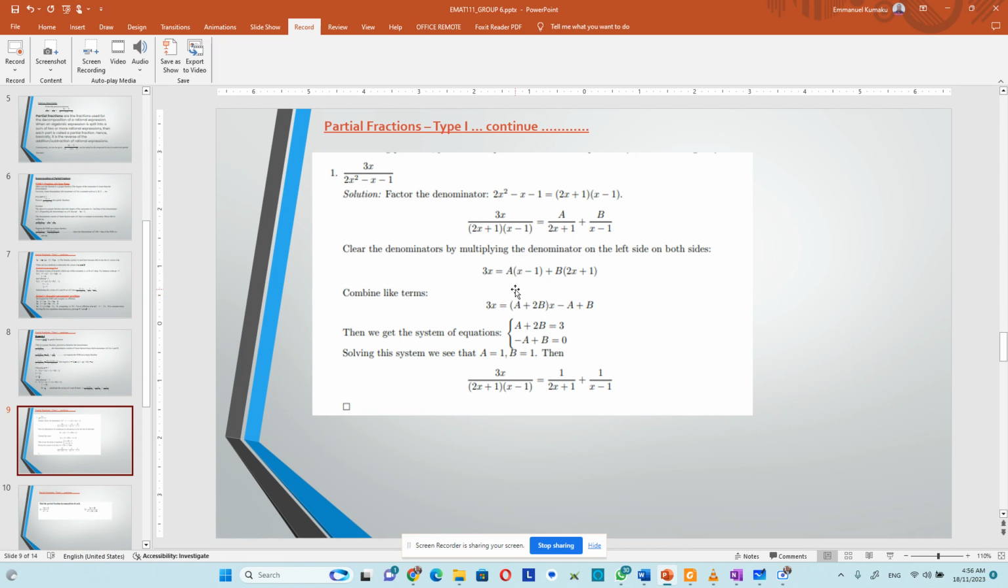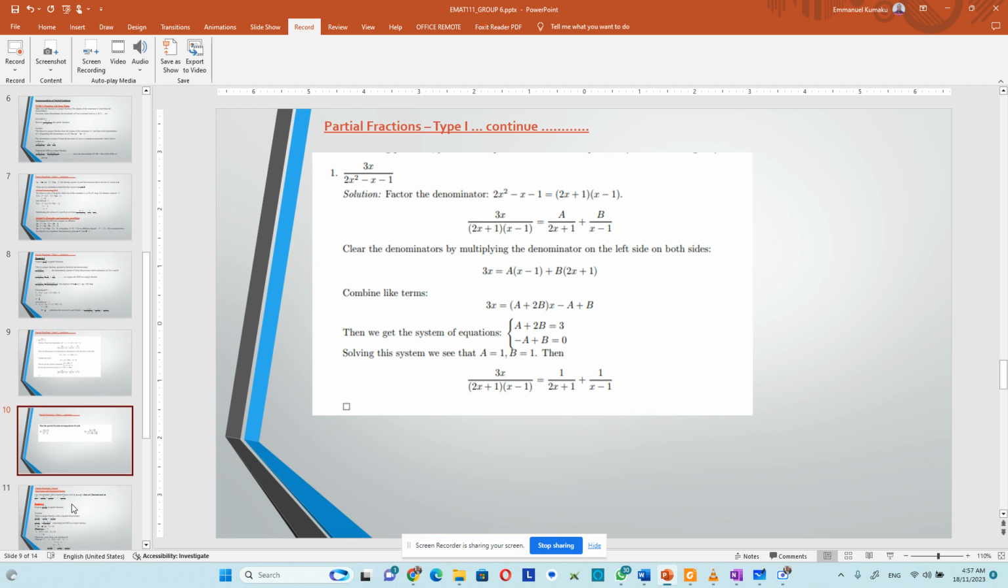When you open this, we have ax minus a, then 2bx plus b. Then we group like terms and factorize the x out. The constant term will be minus a plus b. Comparing coefficients, a plus 2b is the coefficient of x here, so that should be equal to 3, the coefficient of x on the left. The constant term is minus a plus b, and there's no constant term on the left, so minus a plus b will equal 0. Then we solve simultaneously and see that a is equal to 1 and b is equal to 1. Then you put that back.